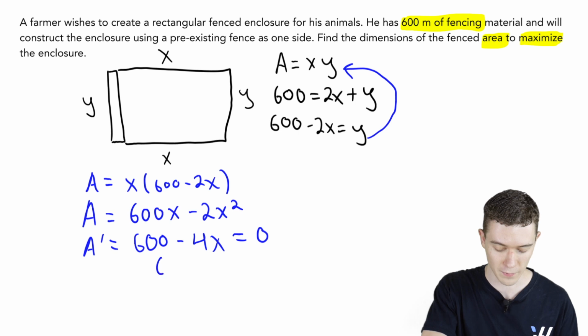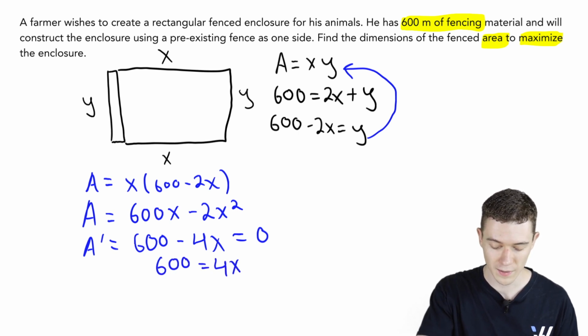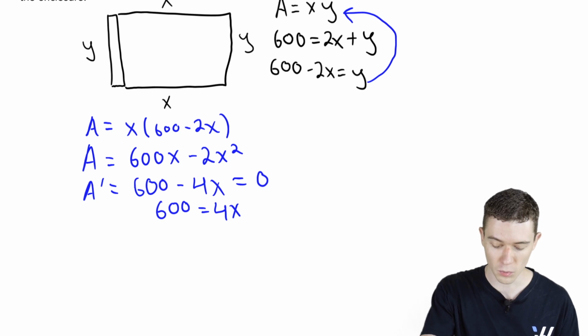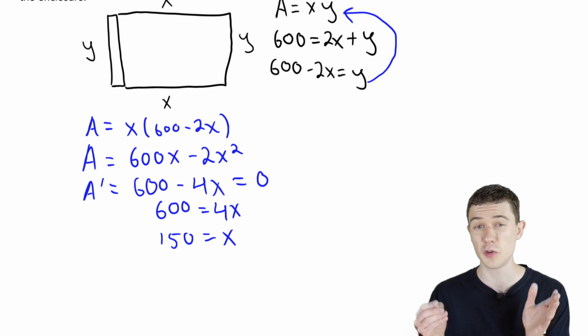Okay, so we'll just add 4x to solve this. 600 is 4x, and 600 divided by 4, I think that's going to be 150. So this is our critical point.